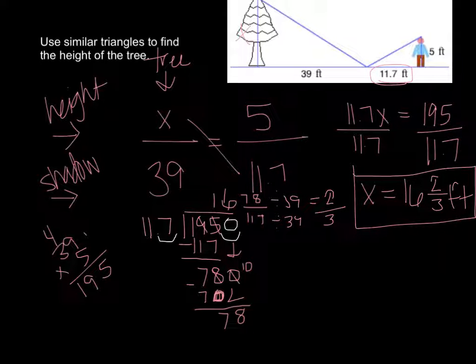But anyways, that is all that I have for you today. So again, we're just finding the proportions using our similar triangles to find the measurement, indirect measurement, of things.